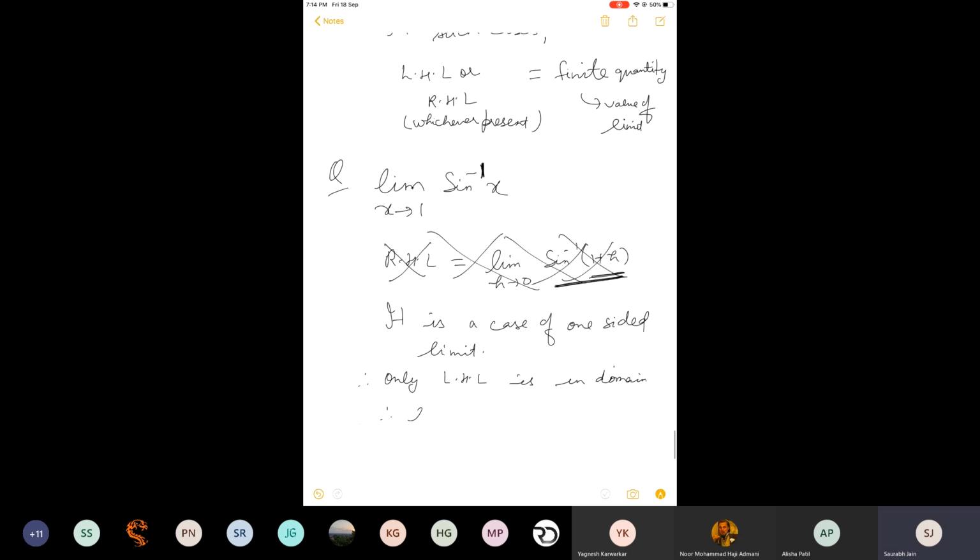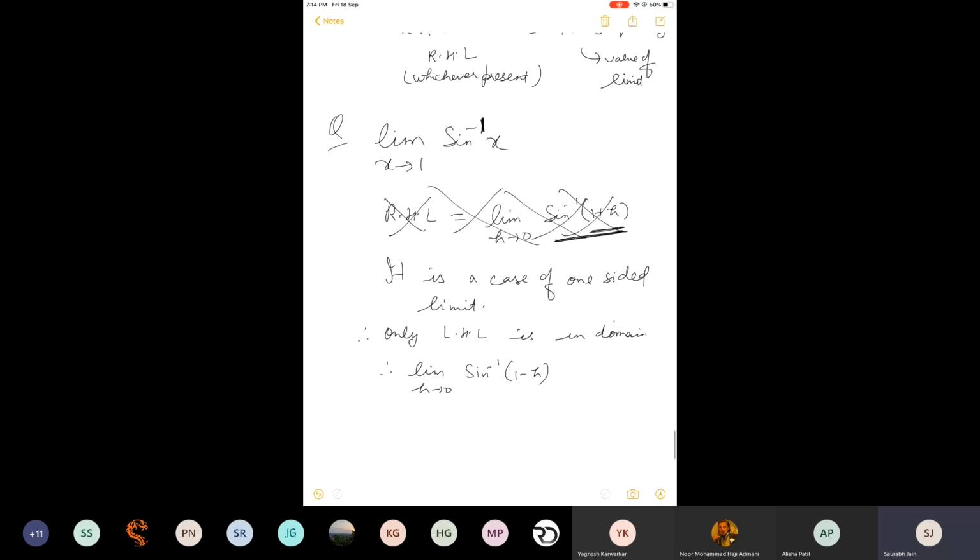Therefore, limit h tending to 0, sine inverse 1 minus h. Now, if we want to find the limit, then with respect to limit, there is nothing called indeterminate. It is like simply putting the value. You will write sine inverse 1 only, and everybody knows it is pi by 2.